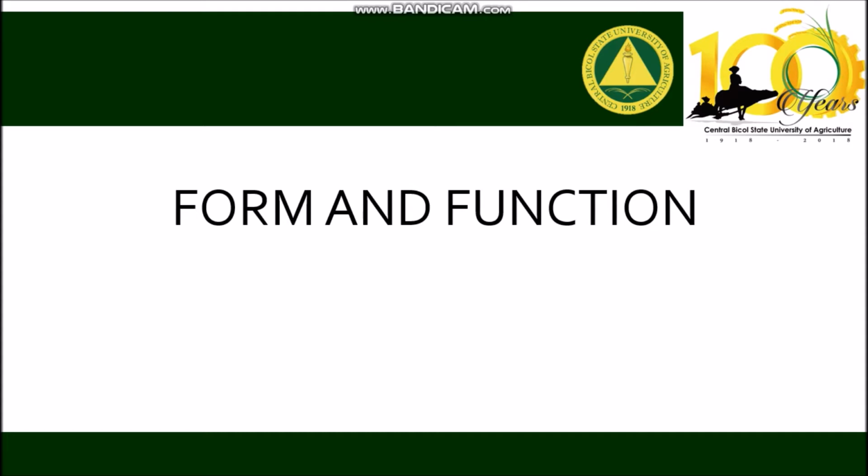Diba? We are dealing with ESP or English for specific purpose, and purpose is somehow synonymous to function, pero may pinagkaiba pa rin yung dalawang iyan. Apo. So yun. Form ay accuracy. Diba? Tama ang grammar, tama ang structure, tama ang construct ng sentence. While function is more of fluency or the pragmatic use of language, practical use of language. Apo.